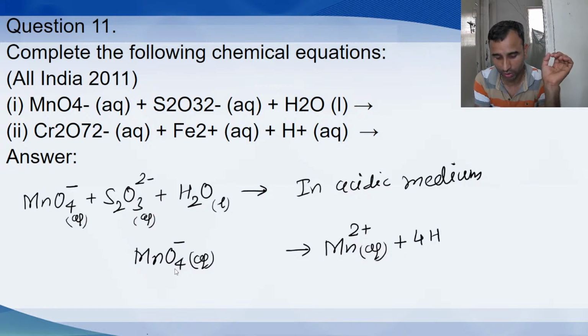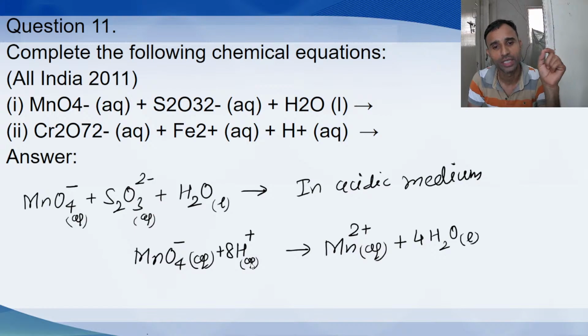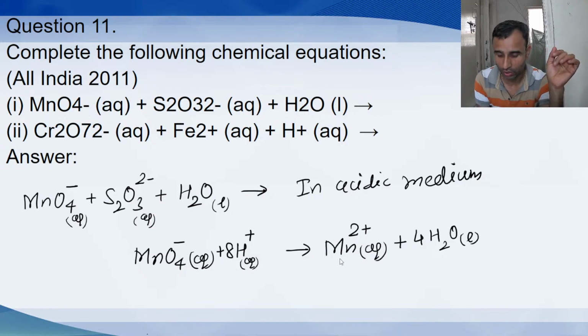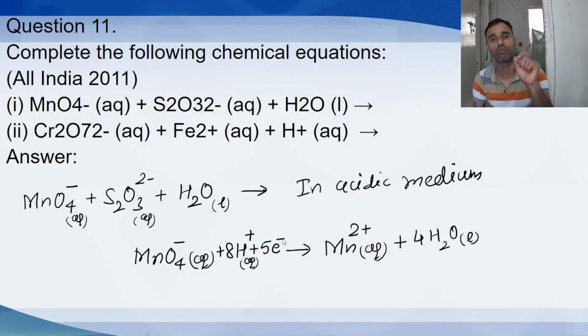So there are 4 oxygen on the left side, no oxygen on the right side. So we add 4 H2O on the right side and double the number of H plus ions to the opposite side. So total charge on the left side is 8 plus and minus 1, 7 positive. On the right side, total charge is 2 plus. So to balance the charge, we have to add 5 electrons. So keep in mind the n factor of KMnO4 in acidic medium is 5.